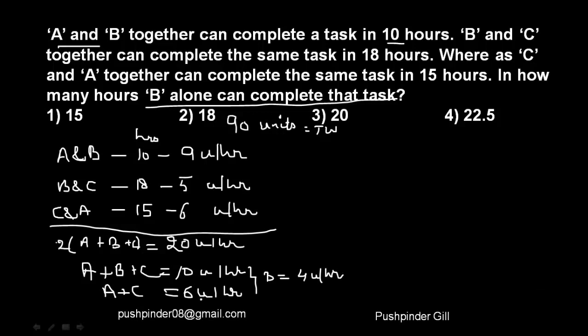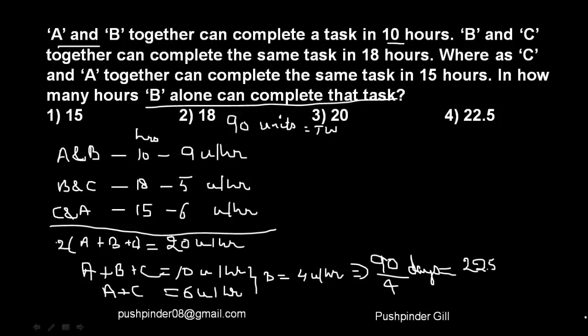I hope you're understanding this. A, B, and C are able to finish 10 units every hour. A and C are able to finish 6 units every hour. That means B must be finishing 4 units every hour. So we have got how many units B is finishing every hour, and the total units is 90. That means B must be taking this many days to finish the job, right? Which is nothing but 22.5. So I hope everyone is understanding what we're trying to establish over here.